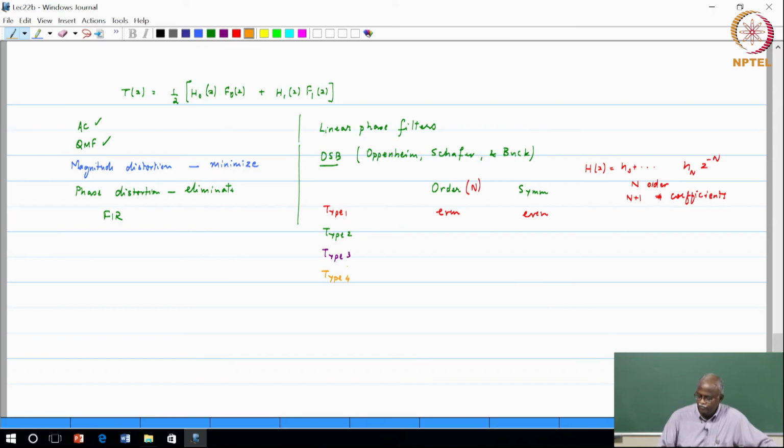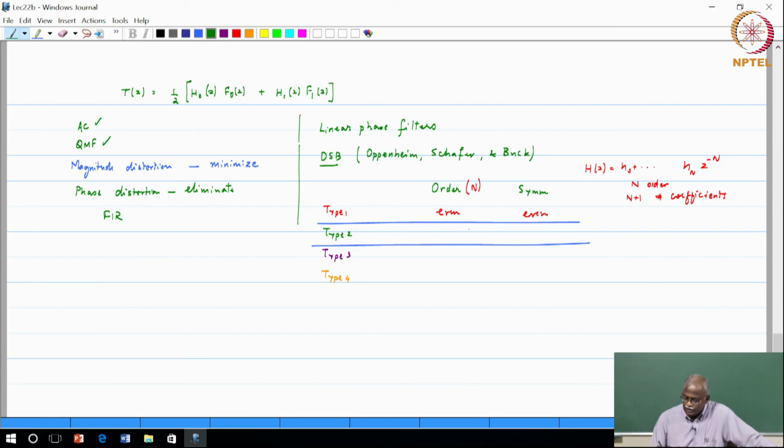Please go through and fill in all of the categories. What is of interest to us is the type 2 case. I will focus only on that. So type 2 is odd order and it is even symmetry.